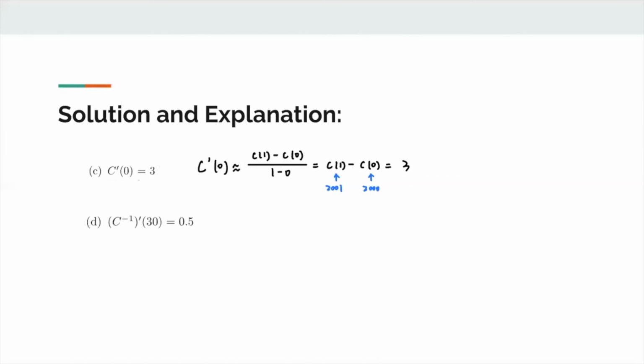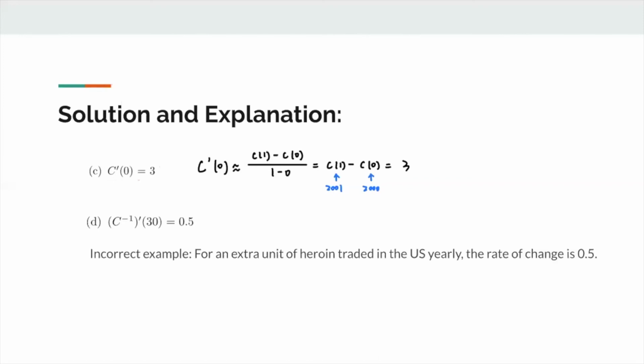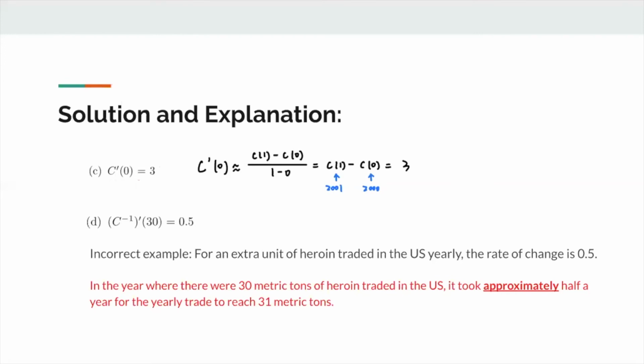First, an incorrect example is given below, which didn't include the term approximately or use our own words to describe each mathematical term. And the best way to express it is: in the year where there were 30 metric tons of heroin traded in the US, it took approximately half a year for the yearly trade to reach 31 metric tons.